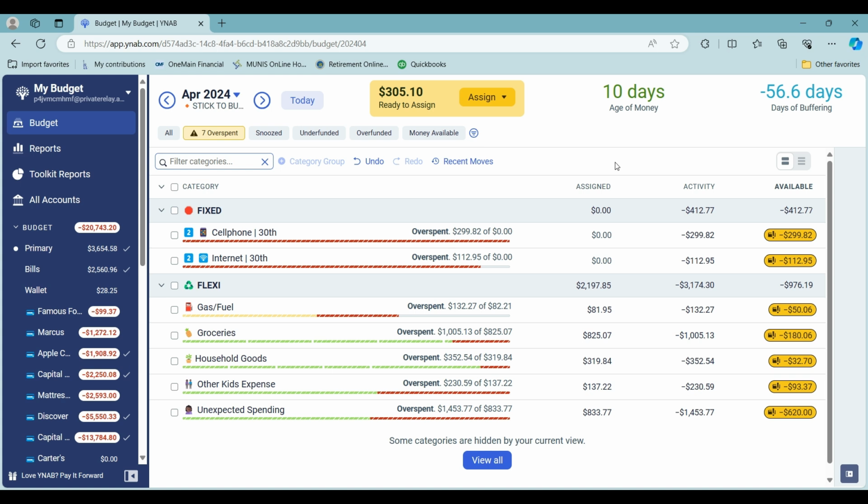So let's just jump in and we are going to reset April. To start out, you can see that there is some money in the ready to assign section, and you can see that there are overspent categories. I have 7 of those, and I have $305.10 in ready to assign.